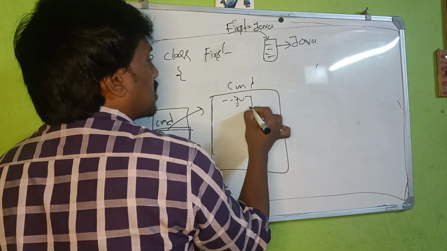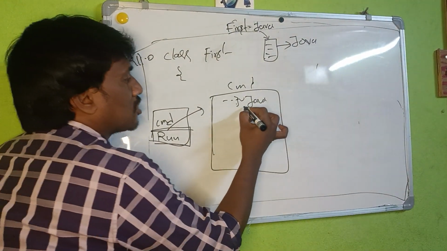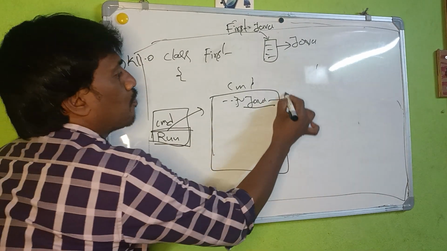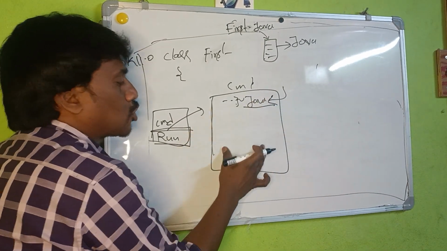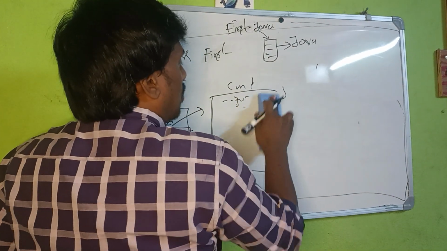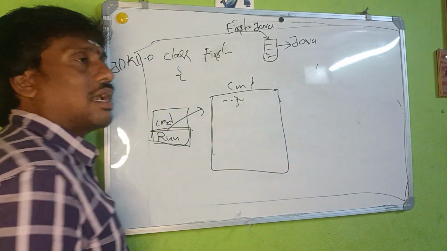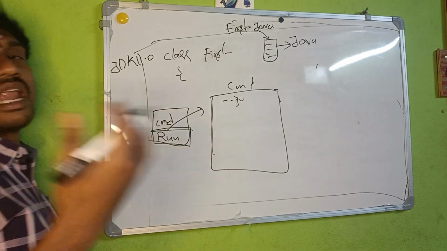Then you need to check whether Java is installed in your system. You need to check with the command called java. If you type it and press enter, what happens? It will show all the properties of Java. Then I will show the execution in my laptop once the basic sessions, like data types and everything, are completed.